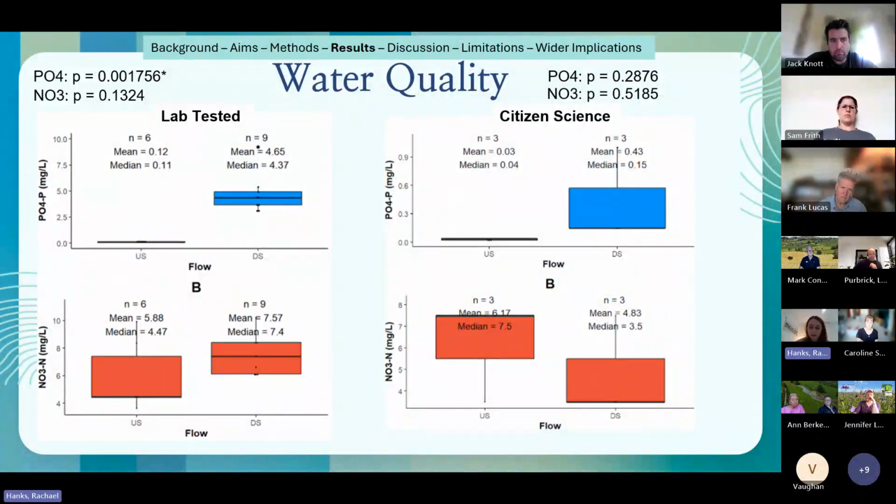So from here, you can see that the y-axis on both mine compared to the citizen science is very different in scale to begin with. So on my result, the phosphate, it goes up to 10 milligrams per litre.